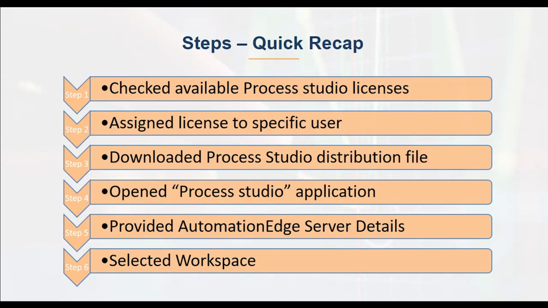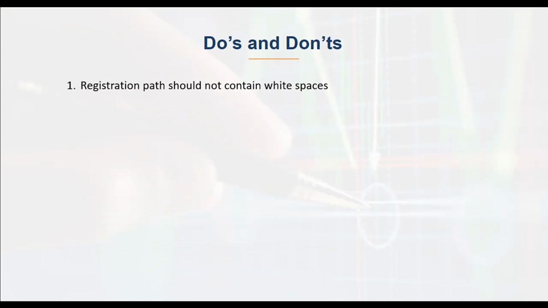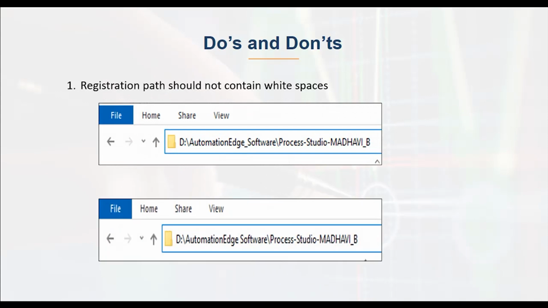I'm sure now you are very excited and you want to complete registration at your end. But before you do that, let's proceed further and discuss some do's and don'ts about registration. Take a note that the folder path used for registering the PS should not contain any white spaces. See the figures. The path which is shown in this figure is correct. But the path which is shown in this figure is not correct because there is a space between AutomationEdge and software world. This is particularly required if you wish to do desktop automation.